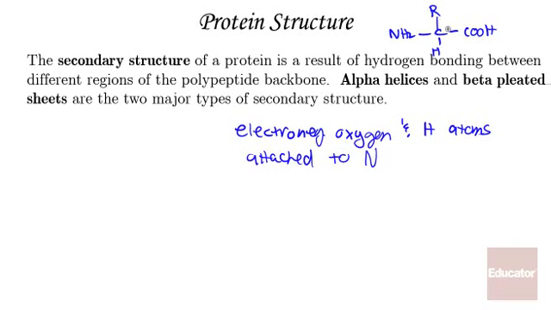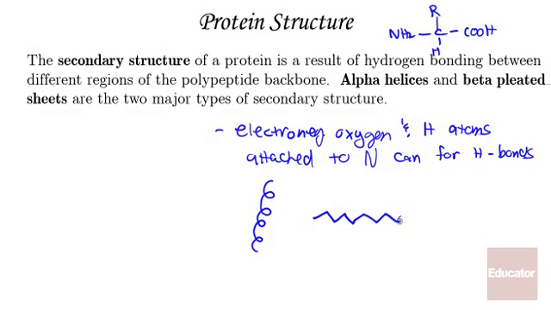So we're not talking about the side chains. We're just talking about the backbone structure, which is this part. So the electronegative oxygen and hydrogen atoms attached to nitrogen can form hydrogen bonds. So if there are certain repeated regions, particular types of repeated regions, you can end up with either this helix shape, it's like a spiral, or what's called a beta pleated sheet. And it's like if you took a piece of paper or something and folded it up. So this is the alpha helix and beta pleated sheet.